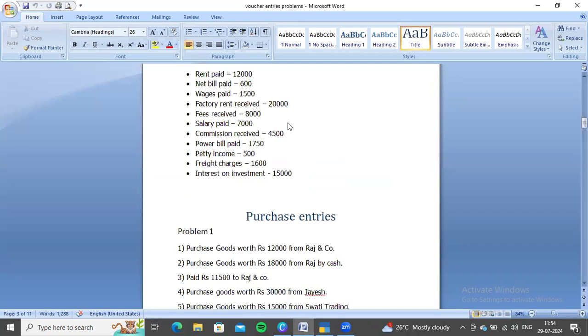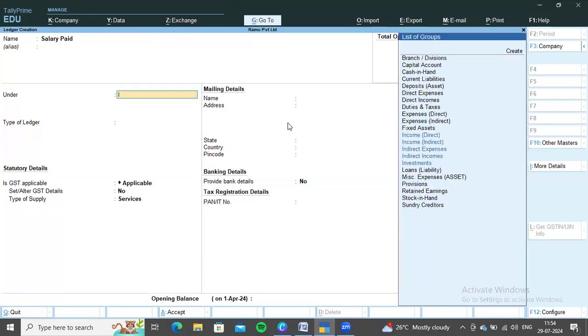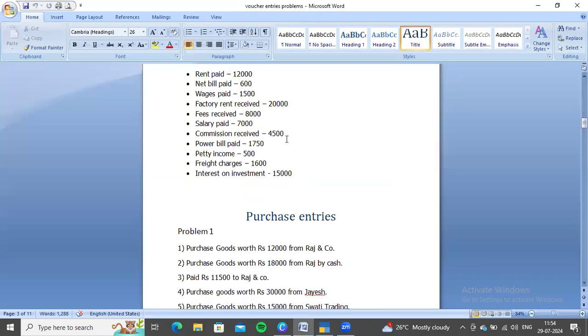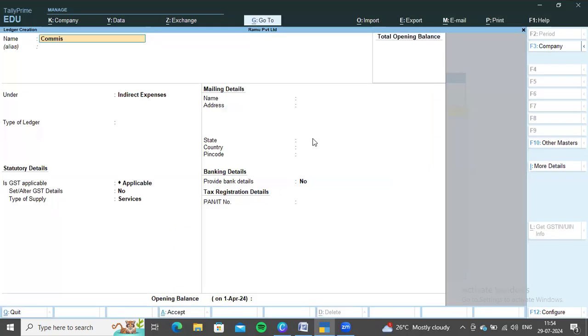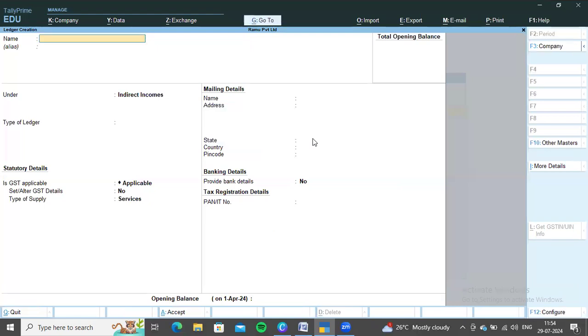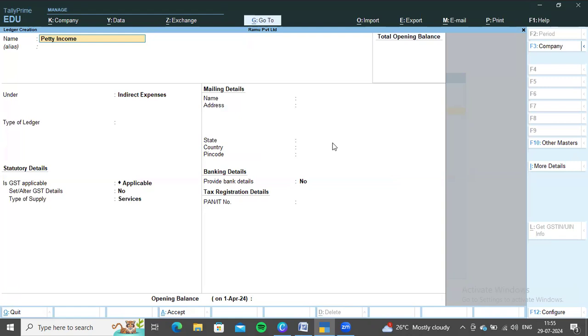Next, salary paid. It is also indirect expenses, as it is a payment, right? So it comes under indirect expenses. Commission received. It is also indirect income, as it is a receipt. So Ctrl+A. And power bill paid, indirect expenses. Petty income, indirect income.